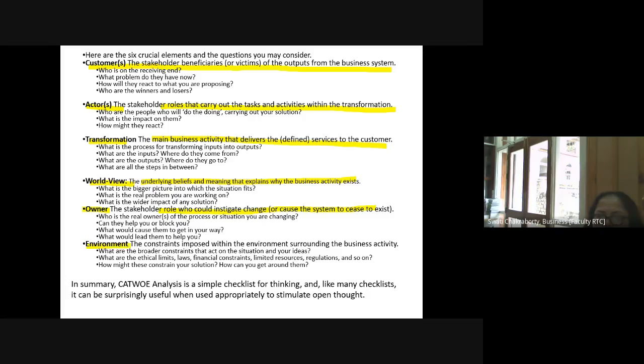And E stands for environment. It's the constraints that are imposed within the environment surrounding the business activity. What are the broader constraints that act on the situation and your ideas? What are the ethical limits, laws, financial constraints, limited resources, regulations, and so on? How might these constraints limit your solution? How can you get around them? Okay, so this is what we have as CATWOE.